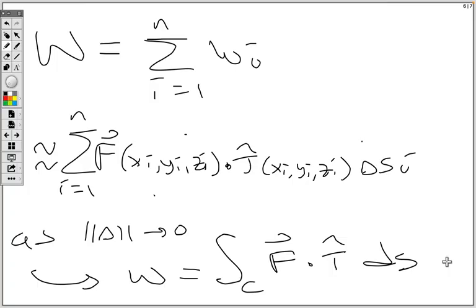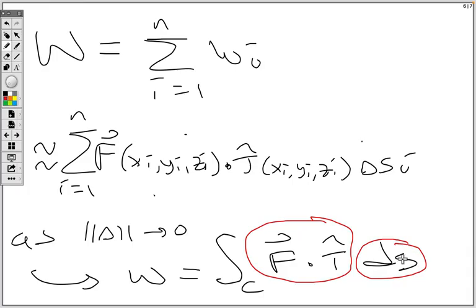Okay. So once again, the way you want to read this integral is we're looking at how much force is in the direction of the motion. That's F dot T hat. And we're taking that times the little infinitesimal distance it's moving along the curve, and then we're adding all those pieces up. Okay, so that's our work integral.